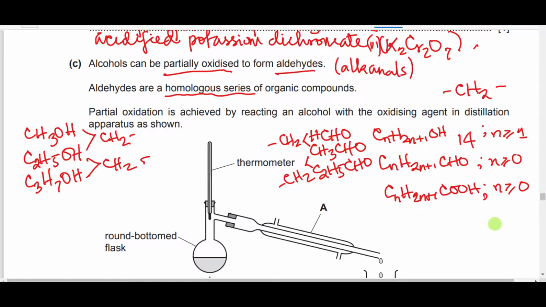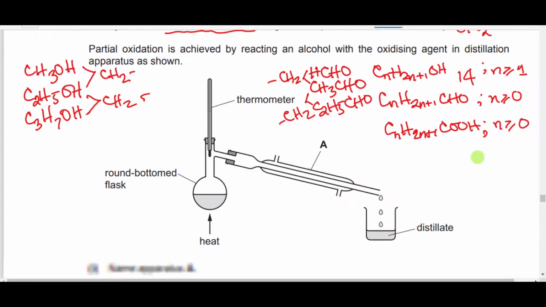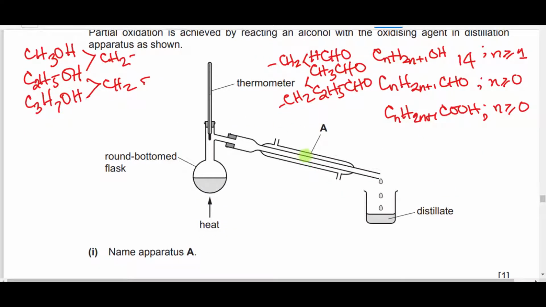The question says, partial oxidation is achieved by reacting an alcohol with the oxidizing agent in a distillation apparatus. Now this setup is a setup for distillation. What are we asked to do? Okay, so this is a setup for distillation. This is your Liebig condenser. This is the source of heat. Distillation is a separation process that involves evaporation and condensation. So first of all, the mixture will be heated, right?